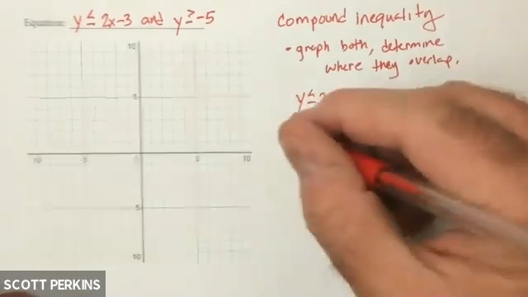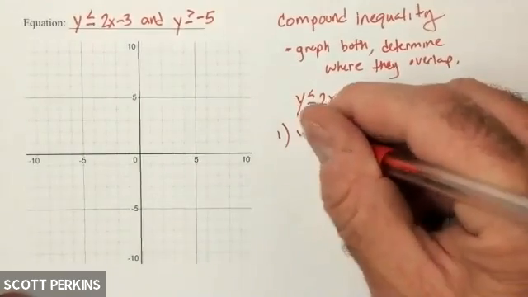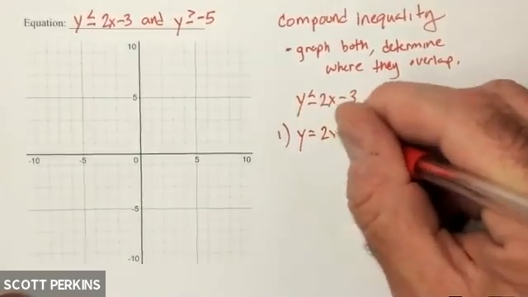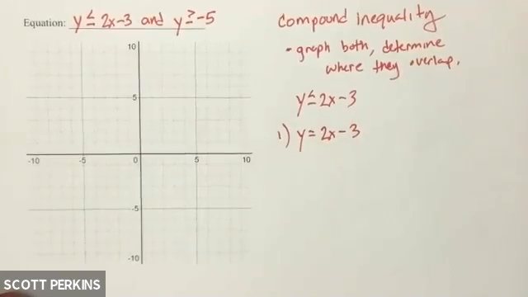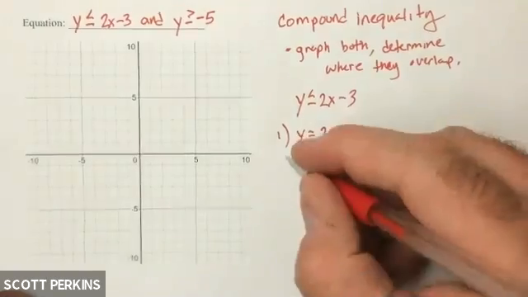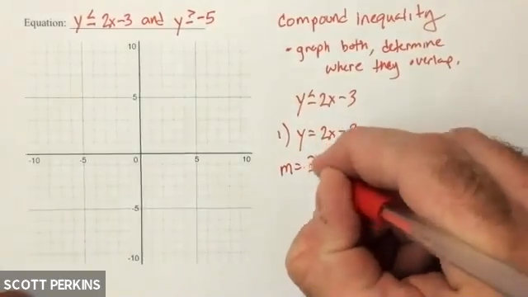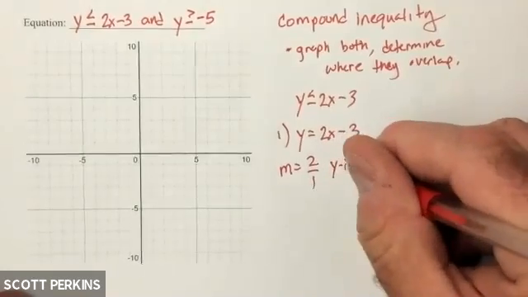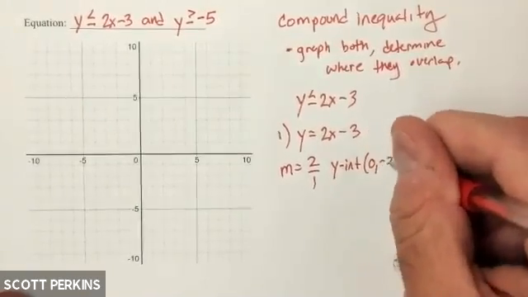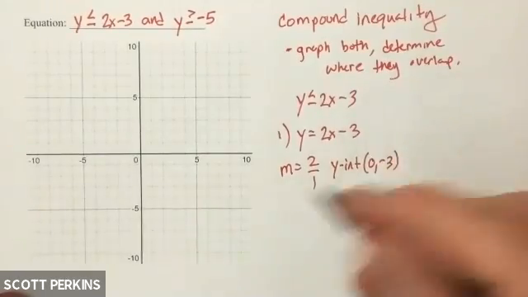All right, step 1 is we're going to graph the boundary equation, which is y equals 2x minus 3. I tried to save us a little bit of time on this one by already giving it to us in slope-intercept form, so we didn't have to rearrange things. So the slope is 2 or 2 over 1. The y-intercept is 0, negative 3.